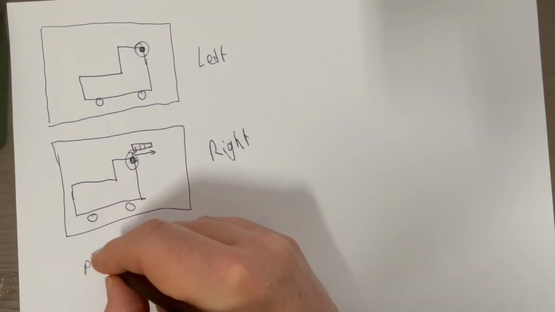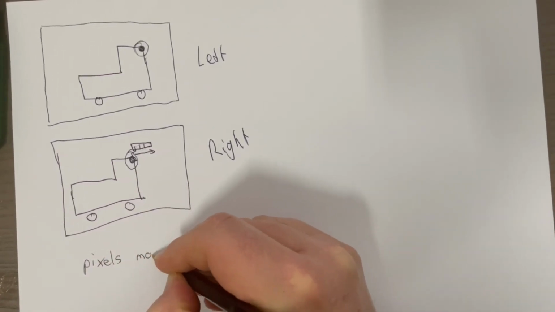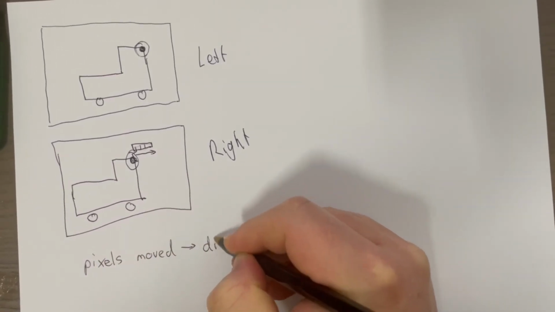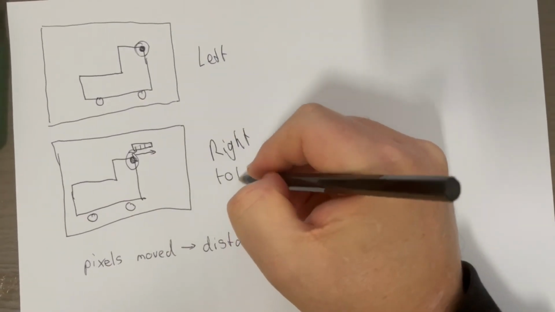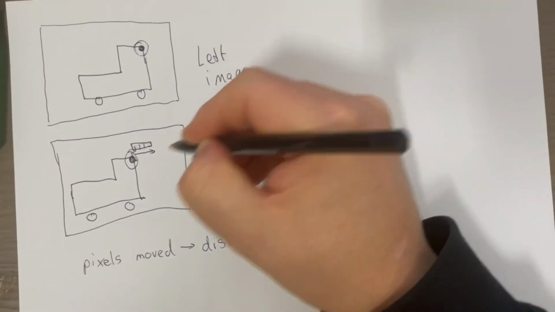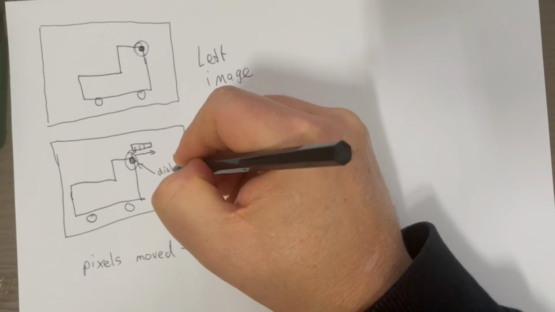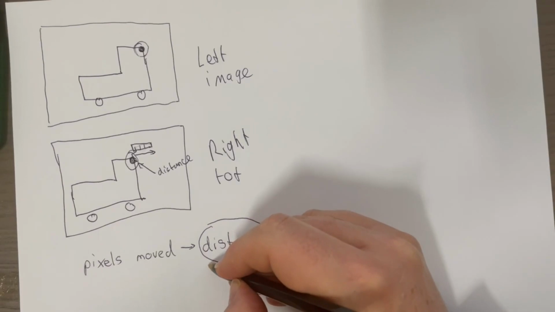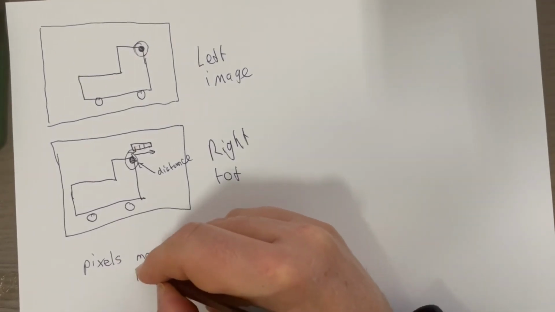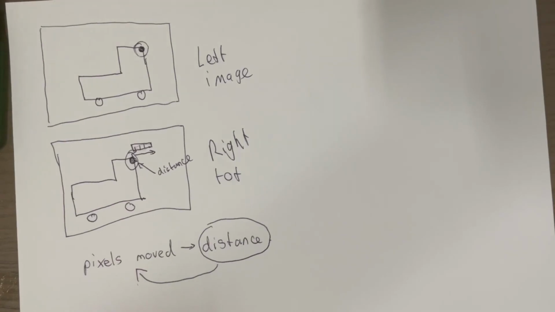So from the pixels moved, we can get the distance. Now with the time of flight camera, see, this is the time of flight camera and this is the image camera. We know the distance here. That's a known. So we go the other direction. From the distance, we then calculate the pixels moved, which tells us how many pixels over we have to shift that part of the time of flight image to overlay it onto our normal image. And this is much easier because we don't have to do any feature matching.